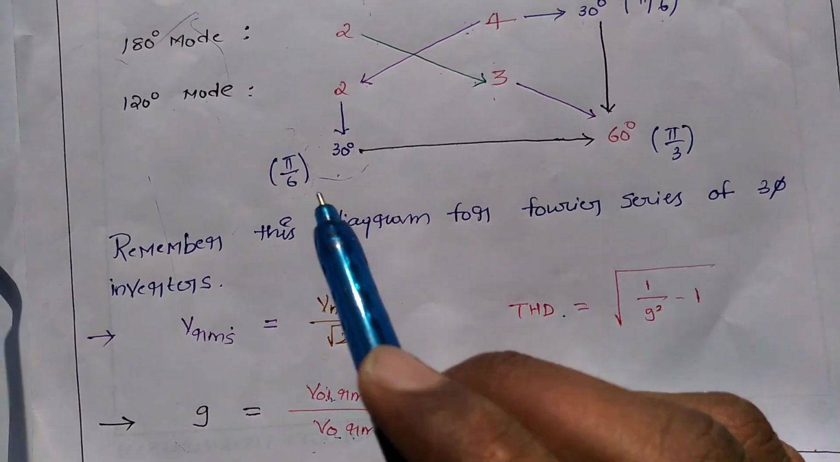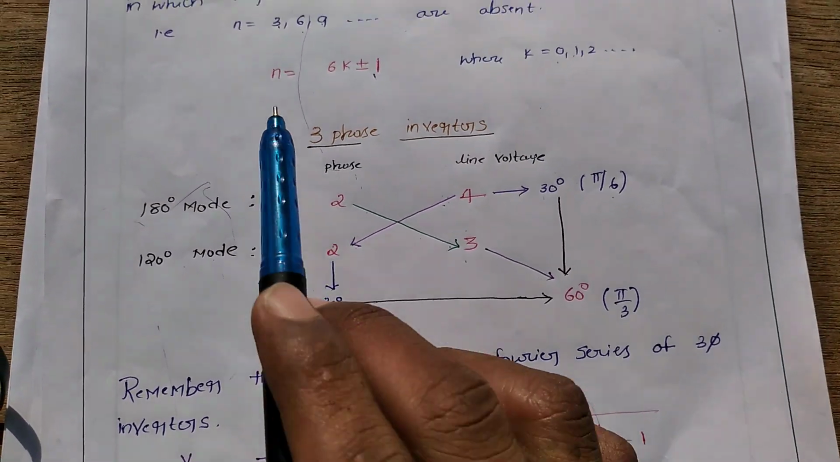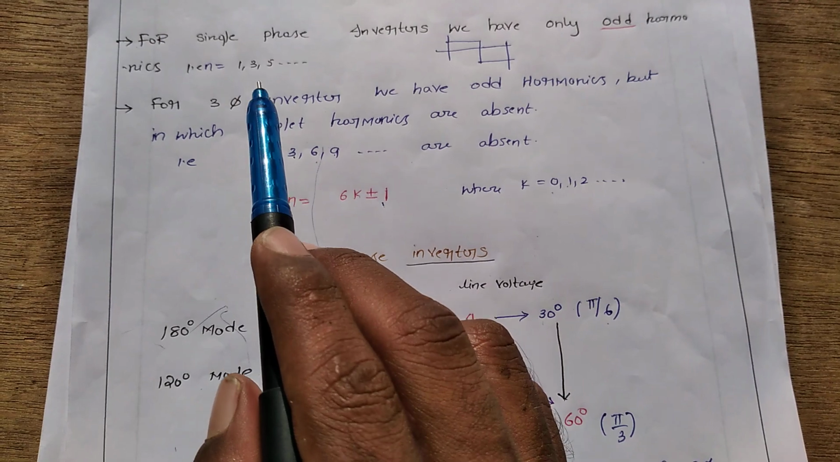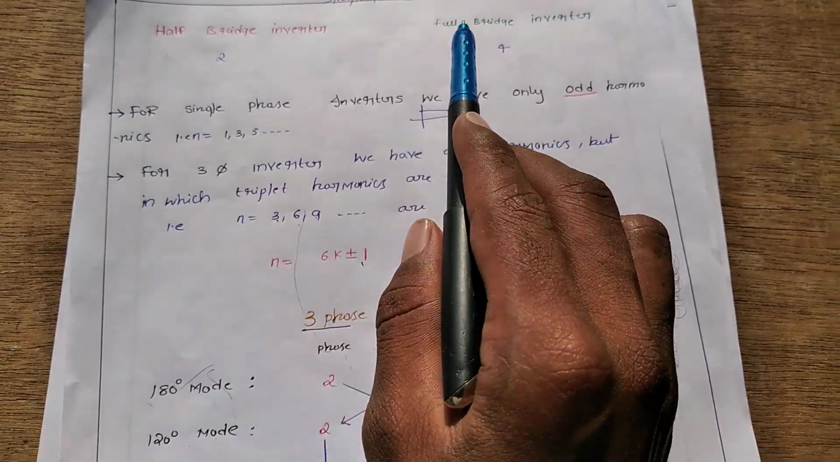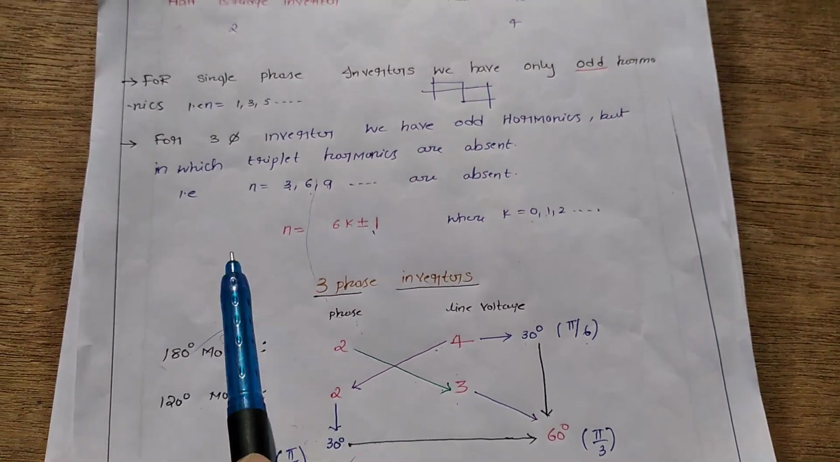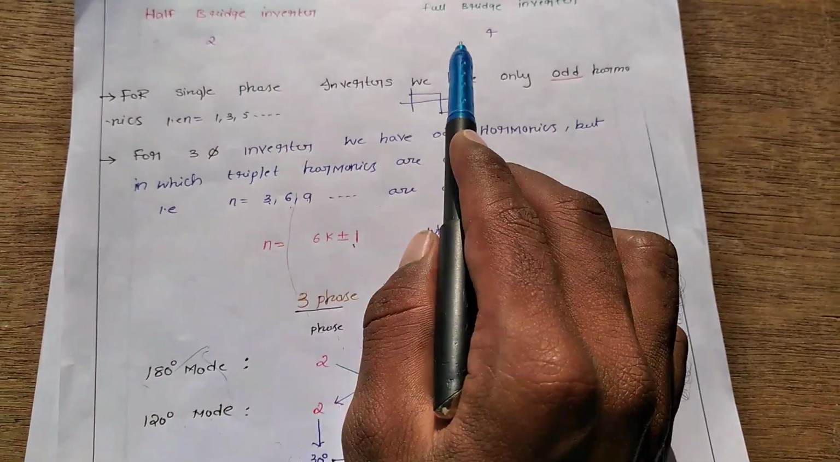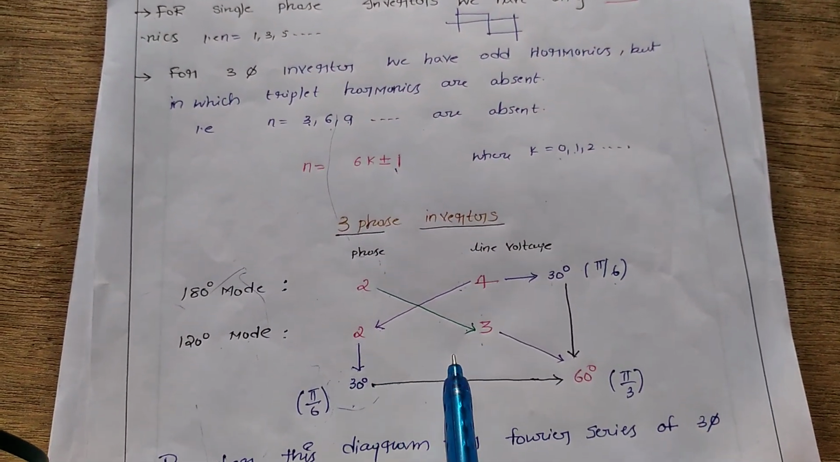In the next video I will explain how to write the Fourier series for half bridge, full bridge, and three phase inverter by using these simple values 2, 4 and here 2, 4, 2, 3.